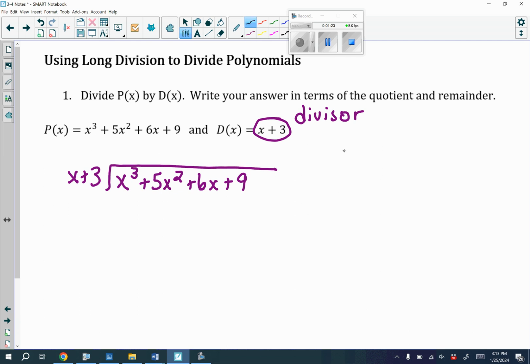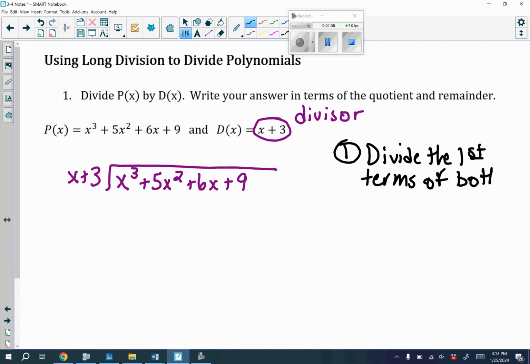The first step is we're going to divide the first terms of both polynomials. So we take this x cubed and x and divide. There are 4 steps that we're going to repeat every single time until we have to stop dividing. So I do x cubed divided by x. You may want to write it in your notes. This gives me x squared, and that x squared is going to go on top.